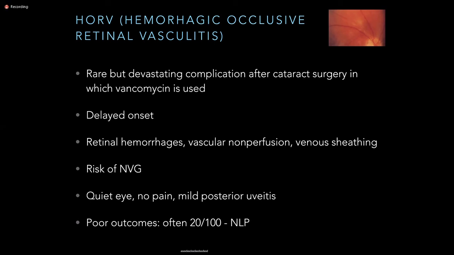These patients can have a delayed onset of their findings, but they develop retinal hemorrhages, vascular non-perfusion, and they have a significant risk of neovascular glaucoma and blindness. These patients will often present with vision loss, but with a quiet eye, no pain, and perhaps only a mild posterior uveitis. And they can have very poor outcomes, often 20/100 right down to NLP.